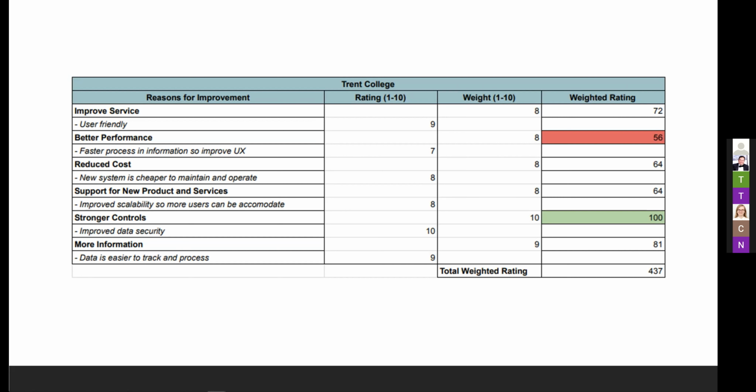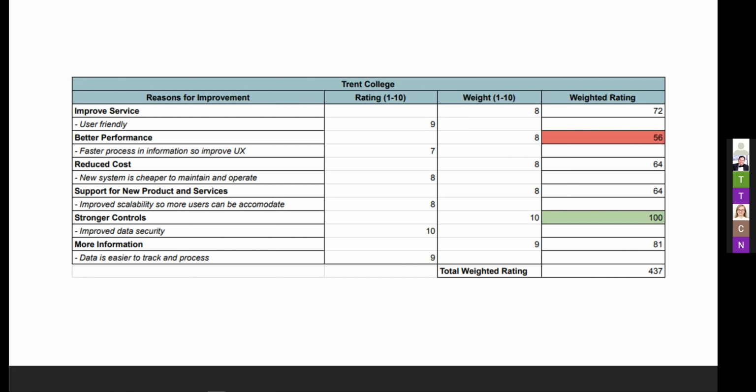Next, for support for new products and services, we gave it an 8, since Trent College is a small school in Maryland, which is usually behind on receiving access to new products and services. Furthermore, most of these products would be minor changes to the college over a long period of time. So there is no need for the system to support these changes as its first priority. Support can slowly roll out new products and services since they are not under time constraints as well.